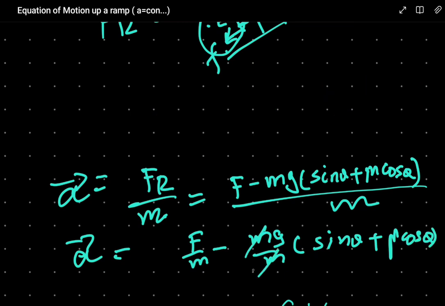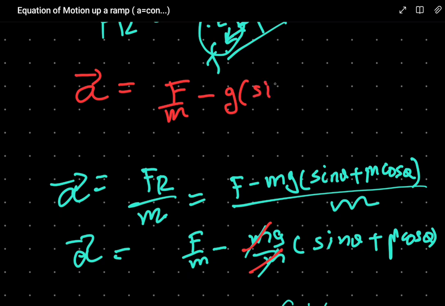So the final expression for the acceleration, you can cancel this by that. So the acceleration for such a case is the applied force divided by the mass minus the gravity times sine of the angle plus the coefficient of friction times cosine of the angle. This is the expression. Let's do this one with some numerical example.